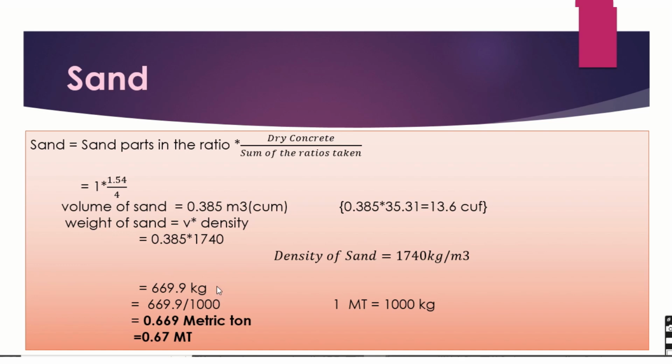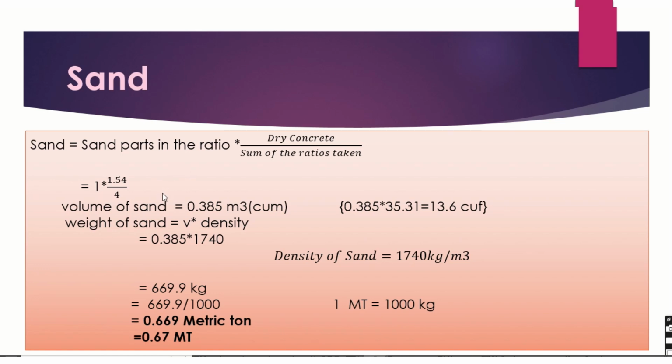See, this is 669.9 kg. Now let's convert this kg into metric ton, because in some locations you will be required to calculate sand in metric ton also. In that case we'll divide this kg by 1000, and we'll get metric ton. So we got 0.669 metric ton, and after rounding off we get 0.67 metric ton. So we can say for 1 meter cube of concrete we require 0.67 metric ton of sand.